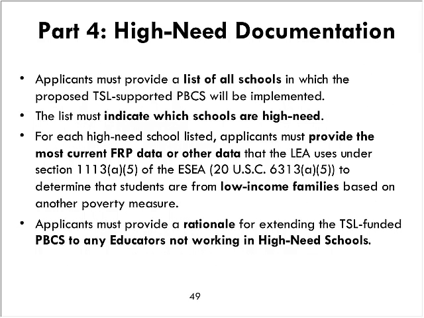All right, part 4, high need documentation. We went over this a little bit earlier. Applicants are going to provide a list of all schools in which the proposed TSL-supported PBCS will be implemented. The list will indicate which schools are high need. For each high need school listed, applicants are going to need to provide the most recent free and reduced priced lunch data or another form of data that demonstrates that students are from low-income families. And then finally, applicants must provide a rationale for extending the TSL-funded PBCS to any educators that are not working in high-need schools.